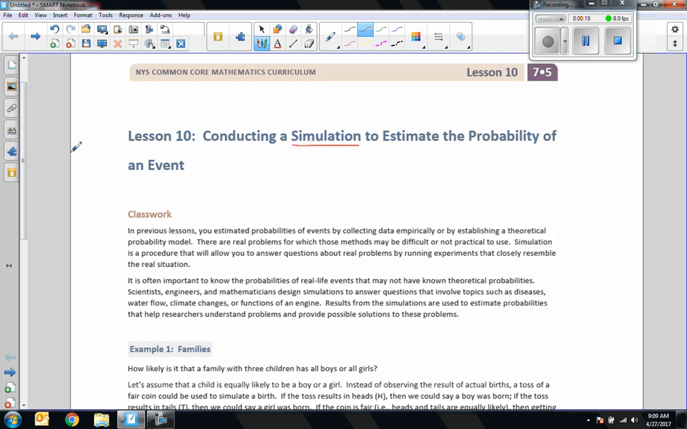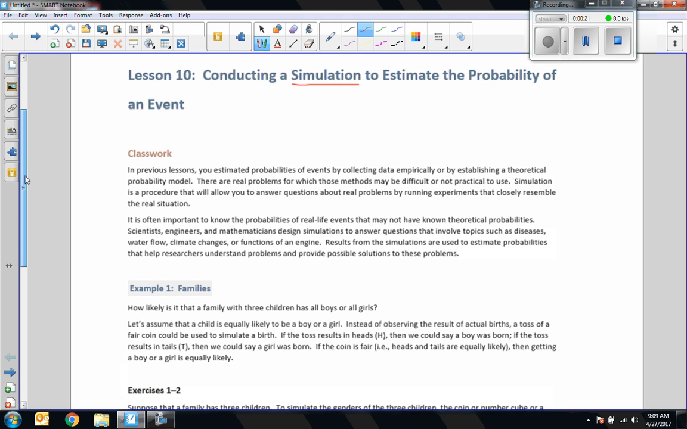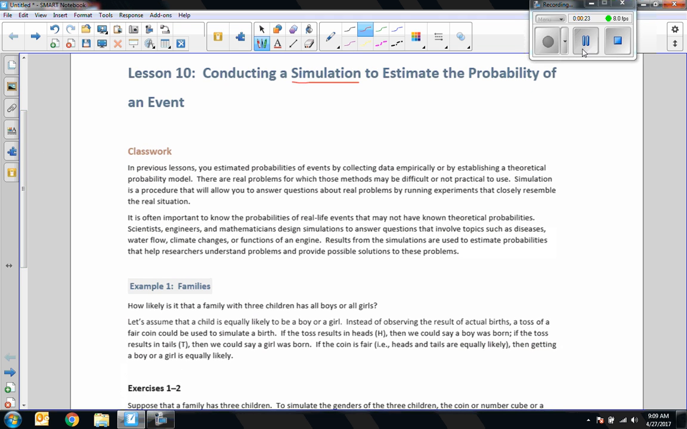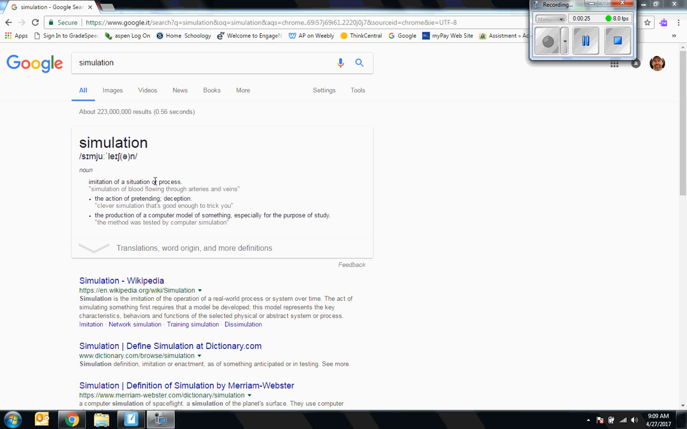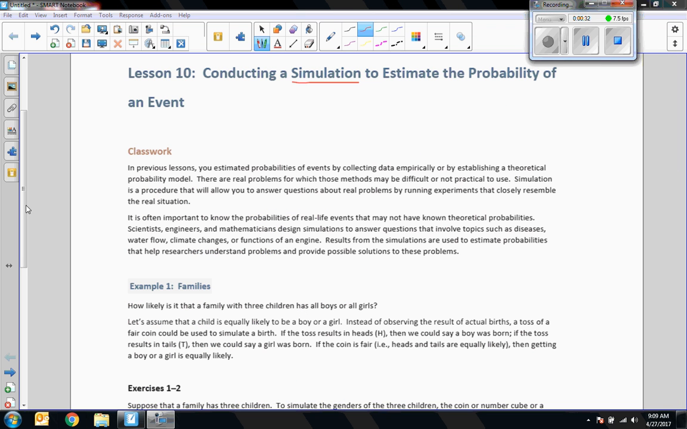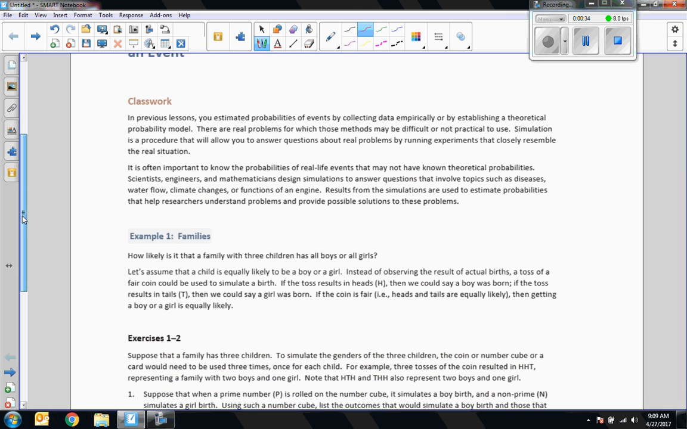Conducting a simulation. Okay, what is a simulation? So I googled simulation for you and it says an imitation of a situation or process. Okay, so that's what we're going to do. We're going to imitate a situation.